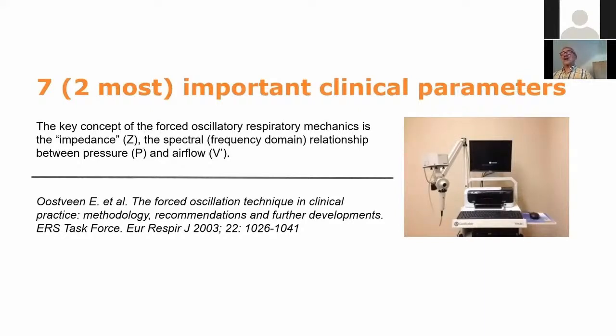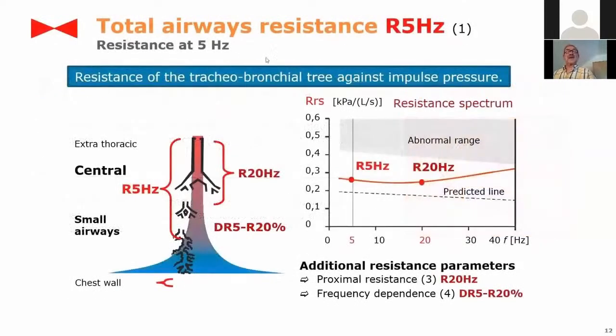And if you start with oscillometry, it is possible to work with only 2 parameters. They are most important. That means you can start with 2 parameters and you can add additional information by incorporating more parameters which differentiate the lung. So the first of the important parameters is the total airways resistance, R5 it is called.